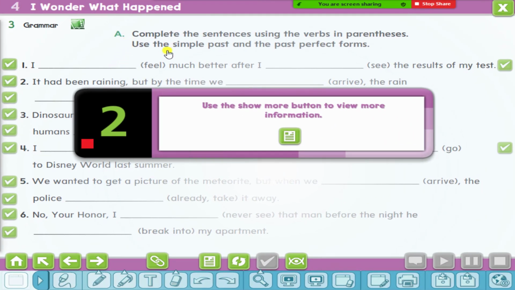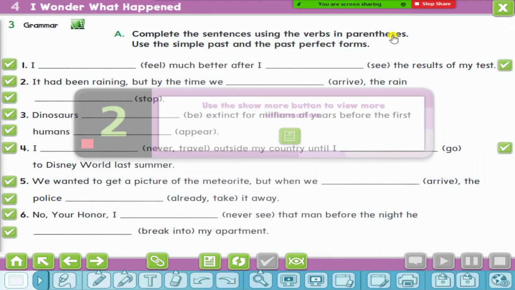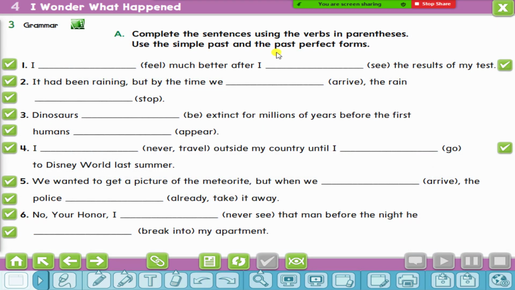Exercise A. Complete the sentences using the verbs in parentheses. Use the simple past and the past perfect form. Here the word after, this is the conjunction. Try to find what is the first action and what is the second action. Always the first action comes after the word after. Okay, after here comes the first action. So we use this verb see in the past perfect, and we use feel in the past simple.